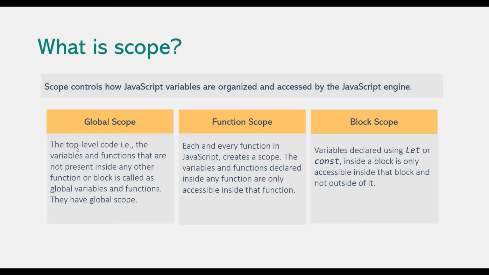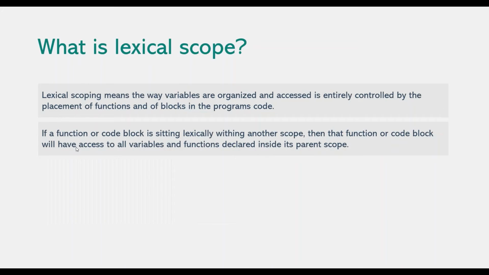Now in JavaScript, we also have something called lexical scoping. Lexical scoping means the way variables are organized and accessed is entirely controlled by the placement of the functions and of blocks in the program code. For example, if a function or code block is sitting lexically within another function, sitting lexically within another scope, then that function or code block will have access to all variables and functions declared inside its parent scope.